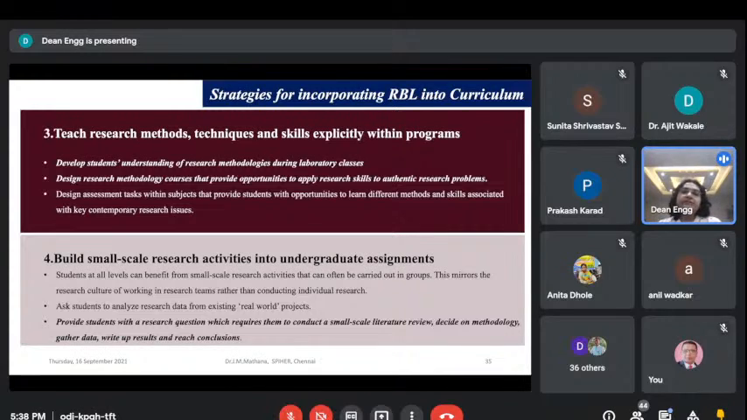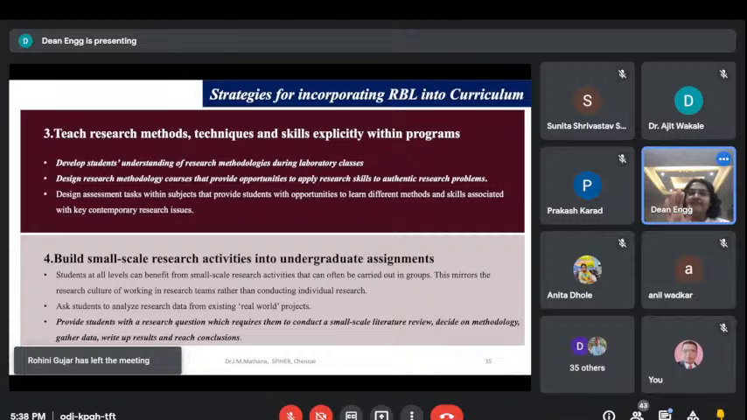Now, the third one, teach research methods, techniques, and skills explicitly within programs. So here, in most universities in Tamil Nadu, and in your state also, the research methodology subject is available only as coursework in the research program. It is not available in the UG programs. But here, we should develop the students' understanding of research methodology during the laboratory classes. That's very important. And second, we have to provide research methodology in each UG subject itself. These points are implied by the third strategy.